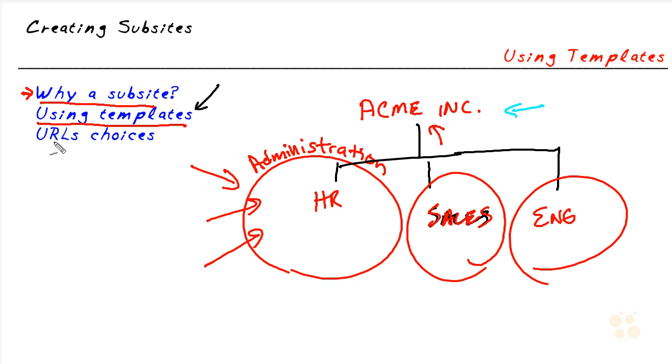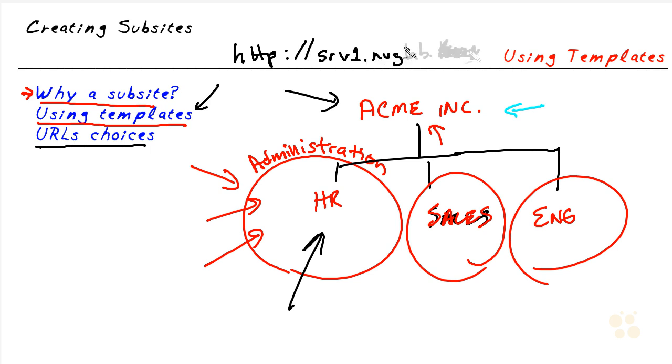And then before we jump into the demo, let's take a look at URL choices. If we are going to create a subsite just for HR, if the main URL is http://srv1.nuglab.com, I wrote local initially, but in this lab it's a .com. When a user goes to that, with HTTP, the default port is 80. The browser adds that by default. And they would end up at the root site.